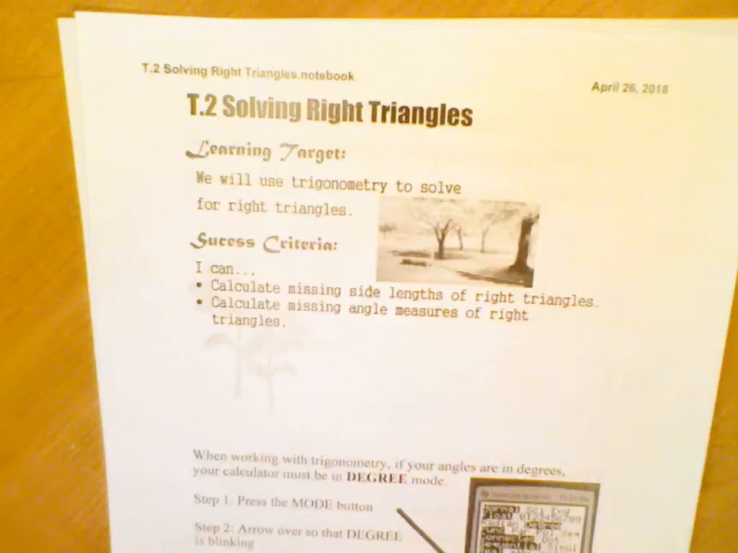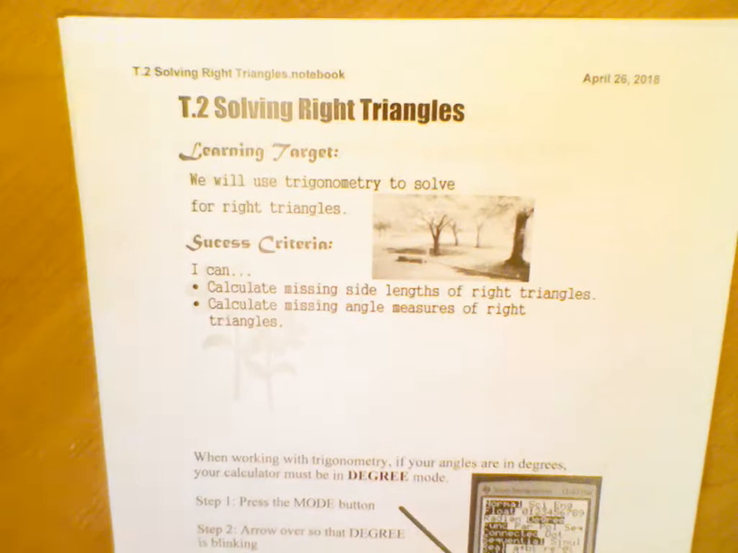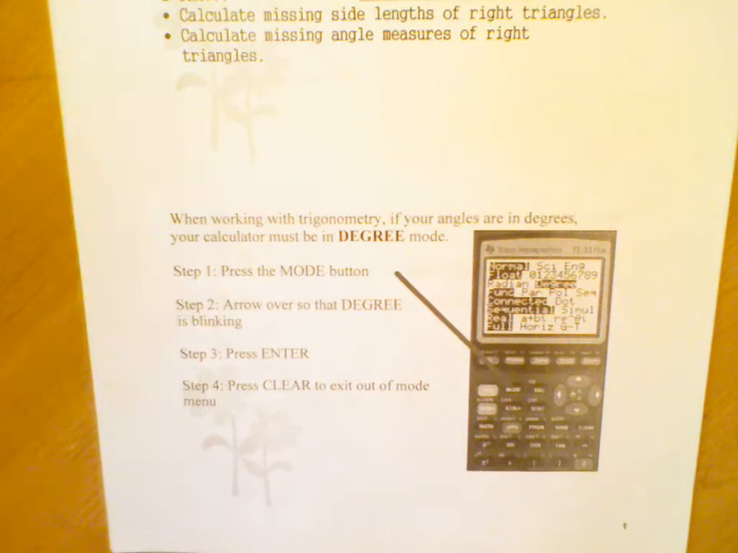Today we're going to use our trig functions to solve triangles. Solving a triangle means finding all missing angles and sides. The first thing we want to make sure we do is get our calculator in the correct mode, because your calculator always defaults to radians.